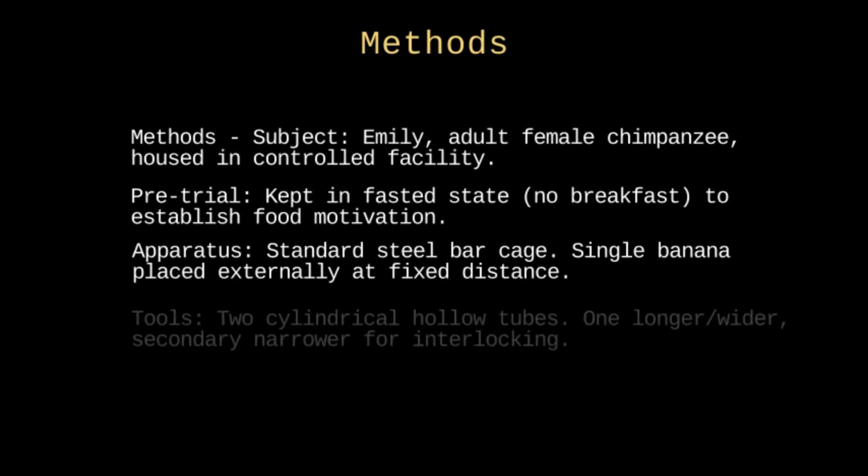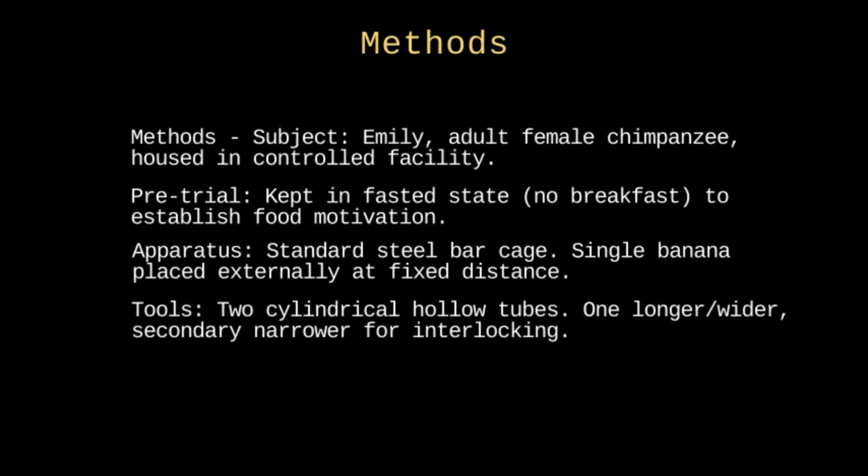Tools provided. Two cylindrical hollow tubes were introduced into the cage. The tubes were manufactured with asymmetrical physical dimensions. One tube was distinctly longer and wider in diameter, while the secondary tube was narrower, engineered specifically to allow for interlocking insertion.